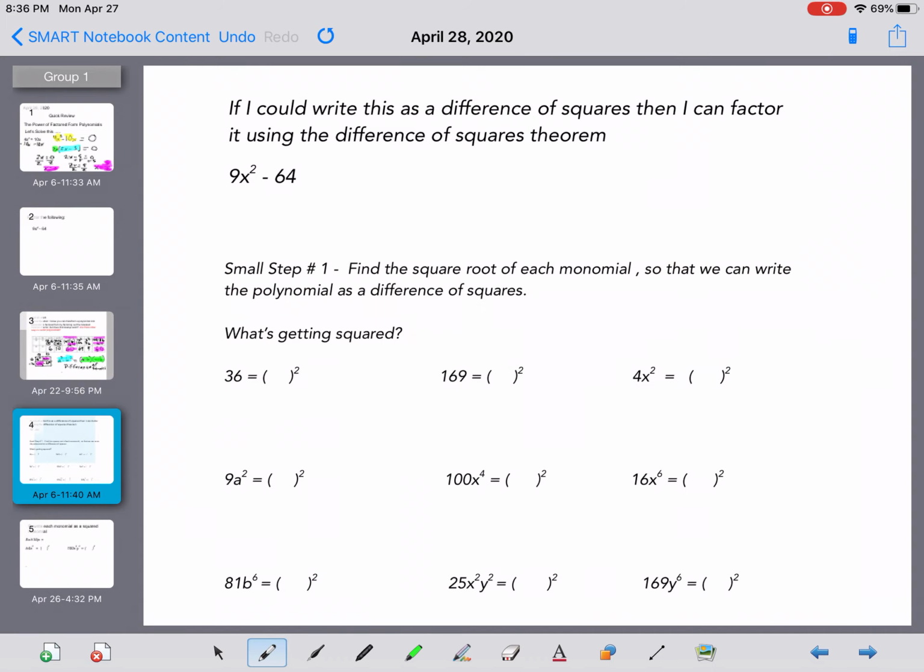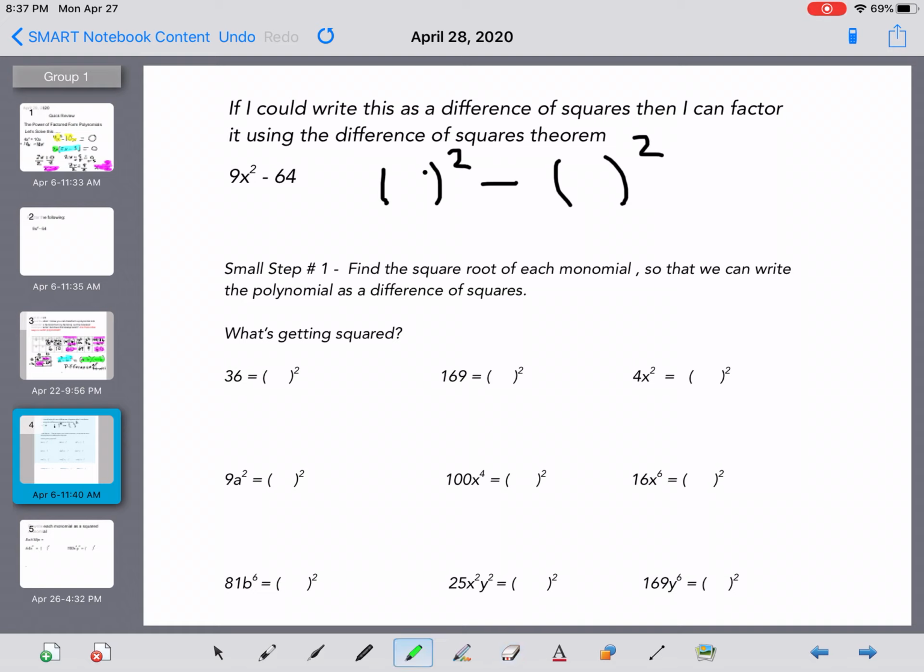All right, let's go to the next slide. So let's think about this: 9x squared minus 64. If I could write that polynomial as a difference of square numbers, I could factor it. So let me think of this. This is how I'm going to do this. And we're going to take this a step at a time, and this often gets complicated, so we will just take it a step at a time. So if I could write that same polynomial as something squared minus something else squared, then I could use this difference of squares theorem to factor it.